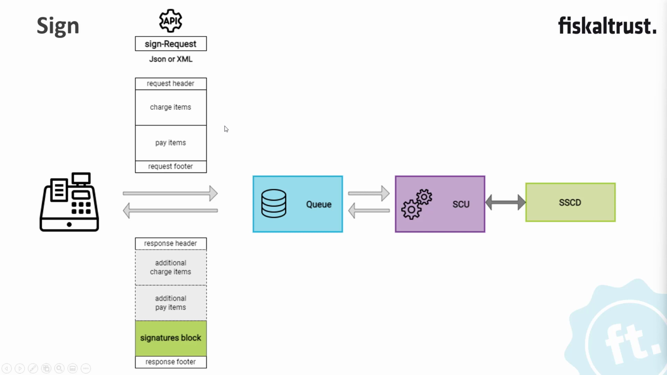It could also be $100 in a credit card payment, and so on. So you just add this information together with an optional request footer and send this to the sign endpoint of the middleware. The middleware will then take care of processing this like we've seen before, and it will respond back with a receipt response, which again contains the charge and pay items and also, most importantly, the signature block. These signatures are generated by the middleware and usually contain signed data. This is the data that you need to print onto the receipt. For example, this could be a QR code already in the correct format that you only need to print.